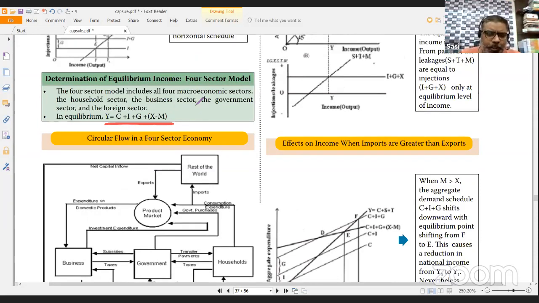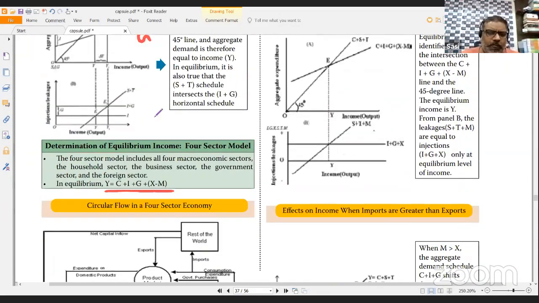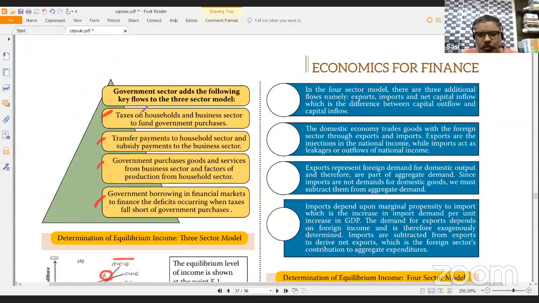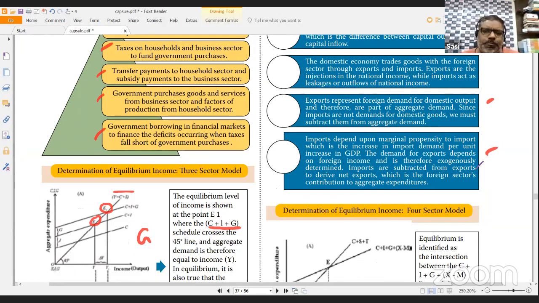Here we can understand one more point from the sign itself. X is adding to the Y, M is deducting the Y. In other words, exports act like injections into the economy, whereas imports act like leakages from the economy. So in the four sector economy model, what are the additional things that are added? Definitely exports and imports. And exports definitely represent the foreign demand for domestic output. So they are part of the aggregate demand. They will increase the national income.